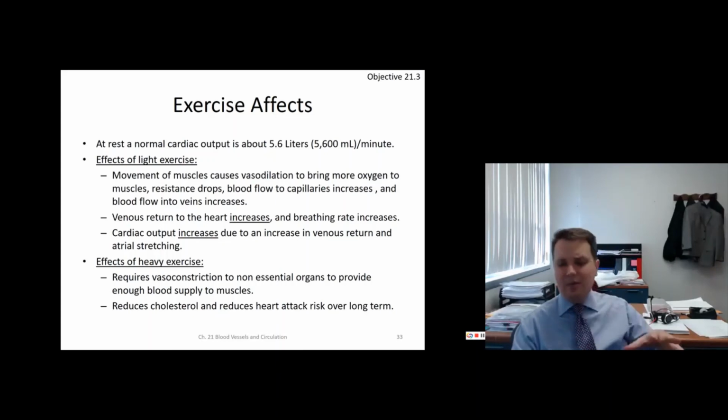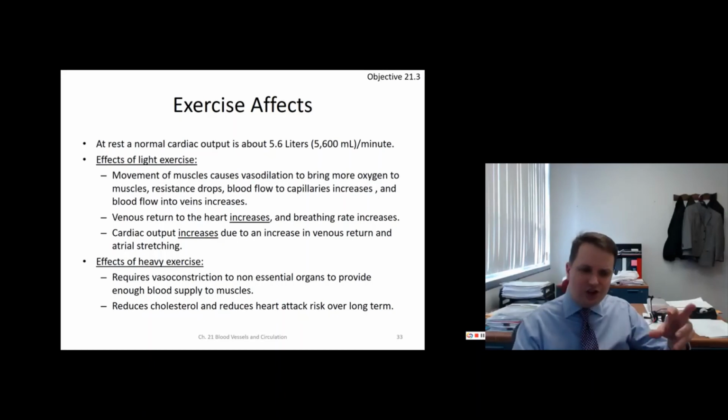except for muscles, keep your muscles going. So you're going to reduce blood flow to muscles you're not using, just muscles you need. You're going to shunt blood away from things you don't need. But this reduces cholesterol and reduces your risk of heart attack over the long term. So heavy exercise will reduce cholesterol, will reduce your low density lipoprotein, which is the bad cholesterol, things like that.